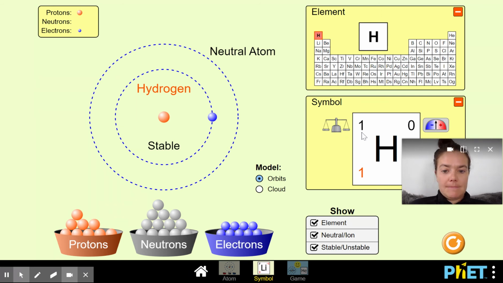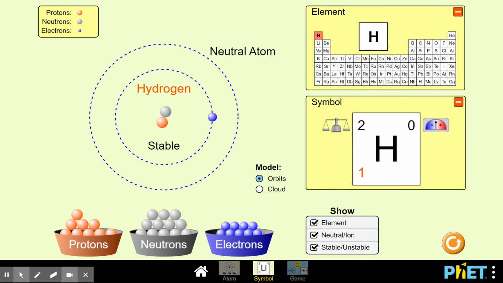Nope, sure doesn't. This is neutral because there's 1 proton and 1 electron. And it's stable. Now, if we add a neutron, what happened? It's still neutral. It is still stable, but now it has 1 proton and 1 neutron. Those 2 things add together to tell you your mass. So the mass up here is actually 2.